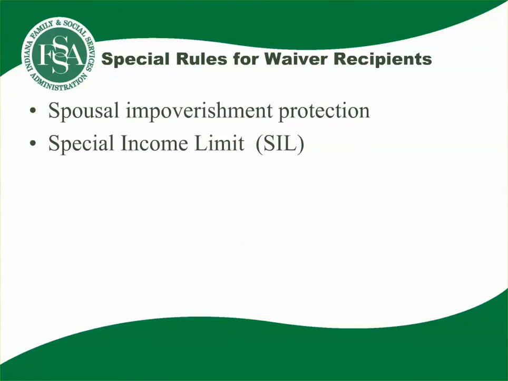If anybody goes in to apply for Medicaid, those are the standards for income and assets that the DFR will use. There are a couple special rules that apply to individuals who are on a Medicaid waiver program, like the Division of Aging programs, the Aged and Disabled waiver, and the Traumatic Brain Injury waiver. Those rules are referred to as the Spousal Impoverishment Protection Rule, and also the Special Income Limit, or the SIL.